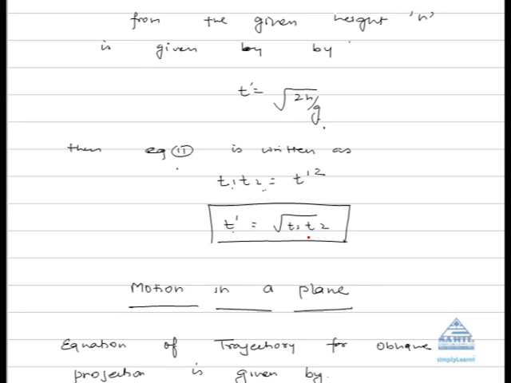This equation is also used to determine the time taken by a body to reach the ground if it is dropped from the same height, if for the same height there are two routes t1 and t2.